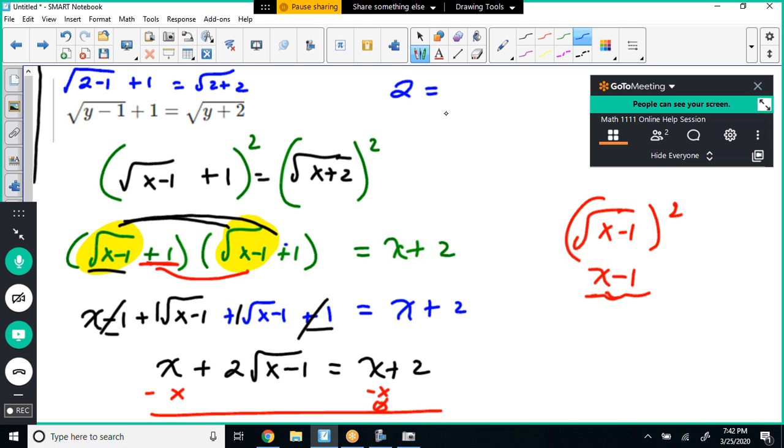The square root of 2 plus 2 is 4. The square root of 4 is 2. So 2 it is, right? So the answer checked out as being a viable solution and not an extraneous root.